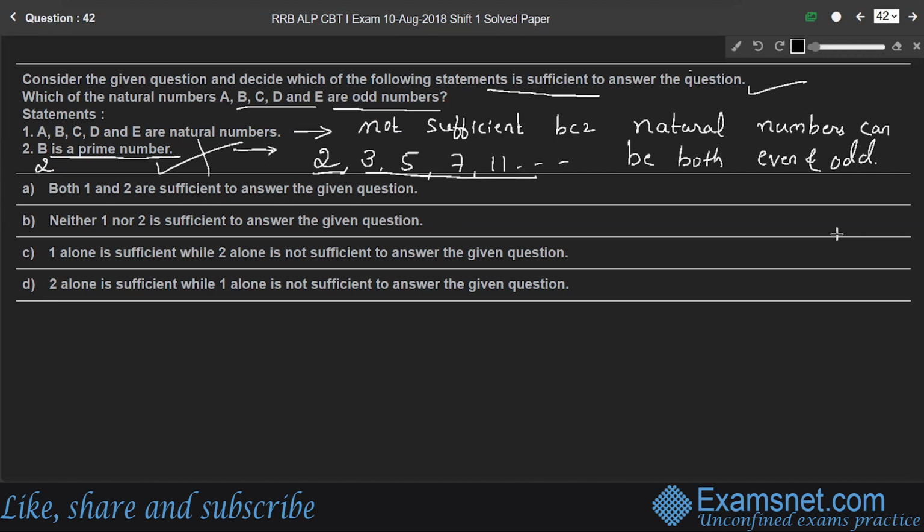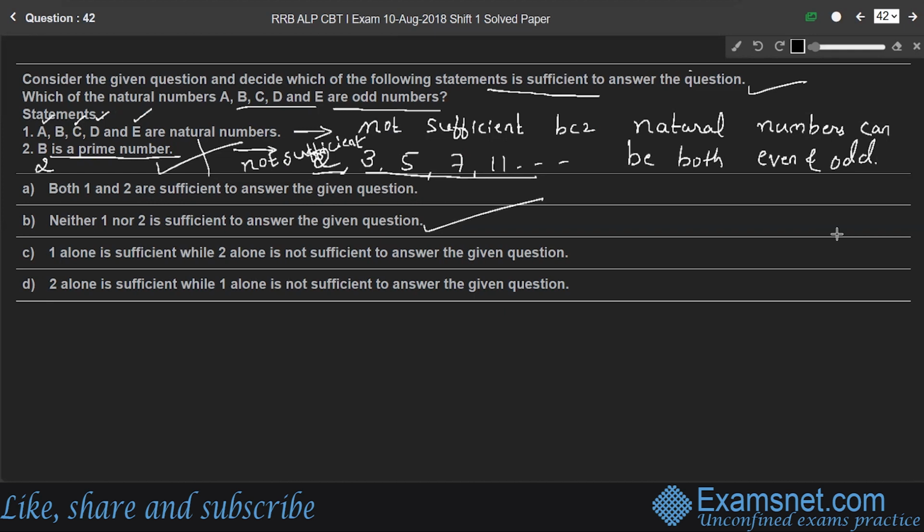And also the information about A, C, D, and E is not given particularly, whether they are odd numbers or even numbers. Therefore, the second statement is also not sufficient to answer the question. Not sufficient. Therefore, neither 1 nor 2 is sufficient to answer the given question. Option B is the right answer.